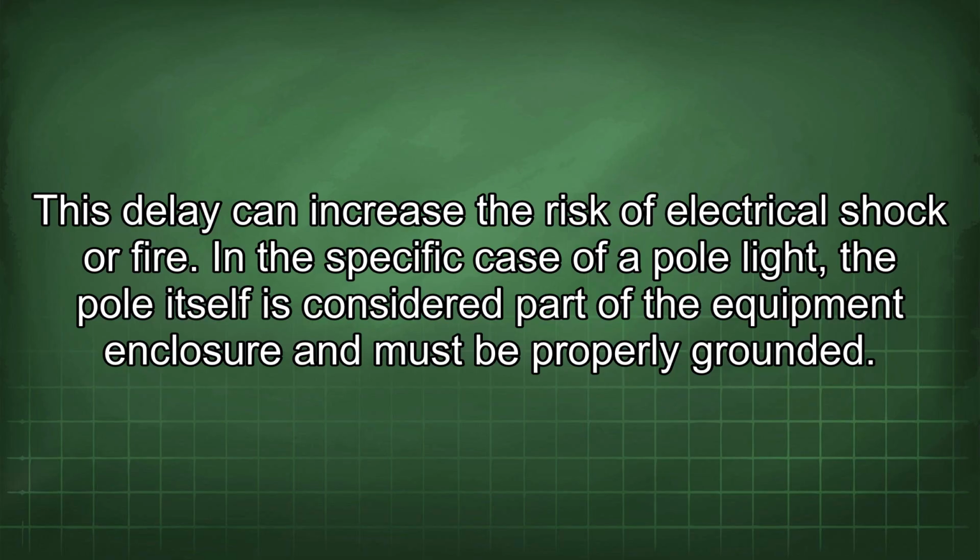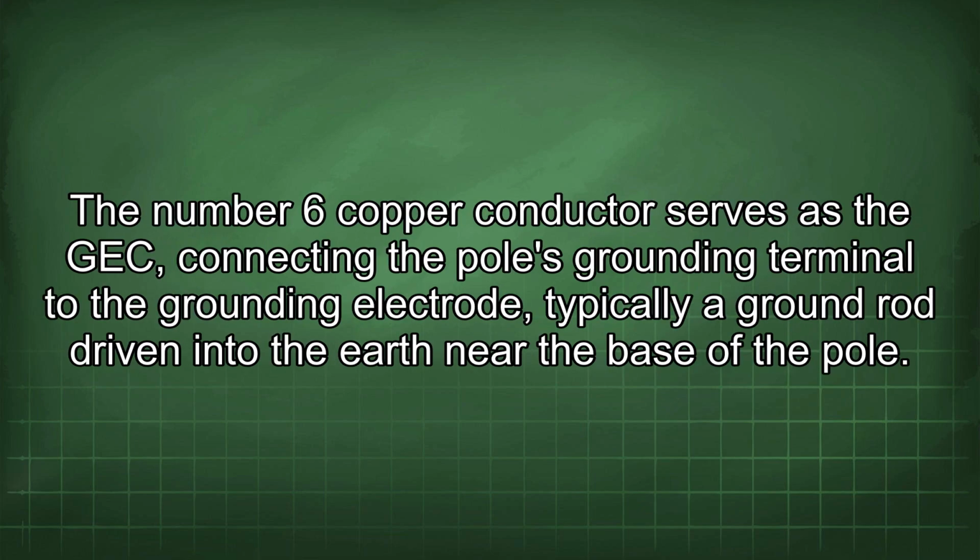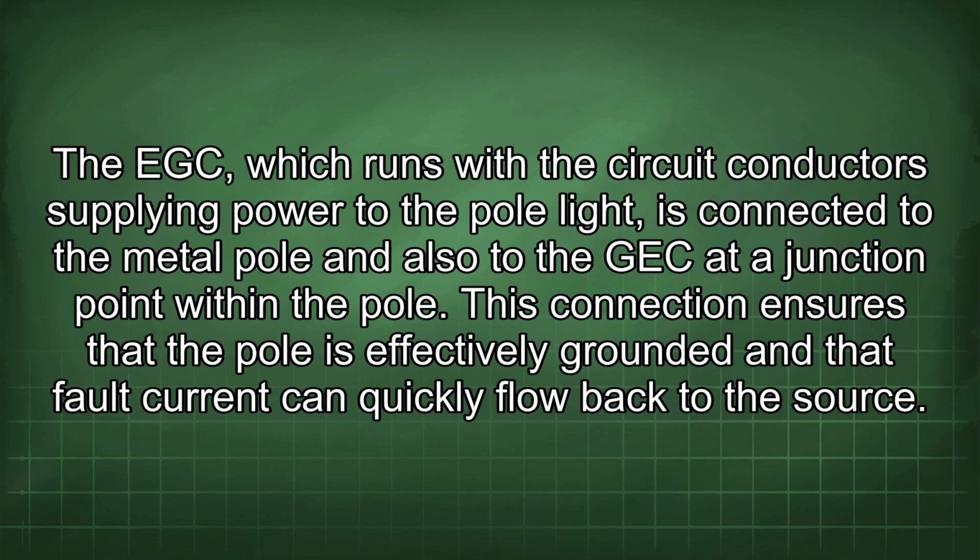In the specific case of a pole light, the pole itself is considered part of the equipment enclosure and must be properly grounded. The number 6 copper conductor serves as the GEC connecting the pole's grounding terminal to the grounding electrode, typically a ground rod driven into the earth near the base of the pole. The EGC, which runs with the circuit conductor supplying power to the pole light, is connected to the metal pole and also to the GEC at a junction point within the pole. This connection ensures that the pole is effectively grounded and the fault current can quickly flow back to the source.